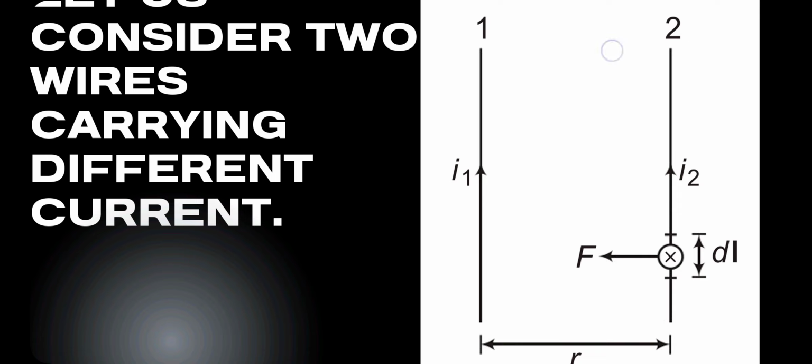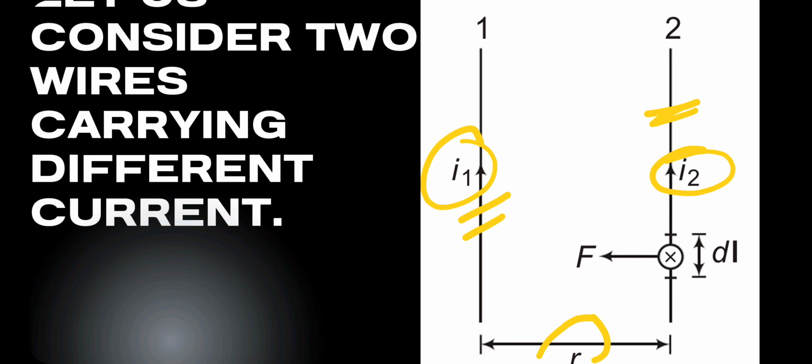We consider wire 1 which carries current I1, and another wire 2 which carries current I2. These two wires are separated by distance r. What we are going to find is the force of attraction or repulsion between these two wires due to the current flowing through them, right? So let us now start.